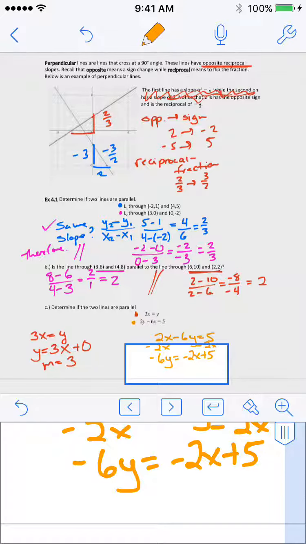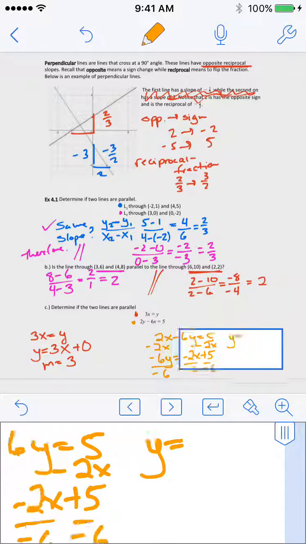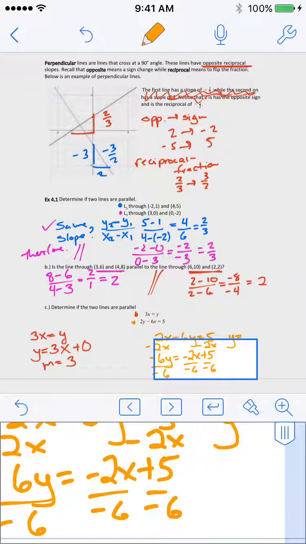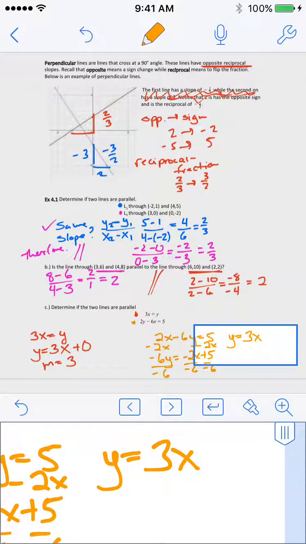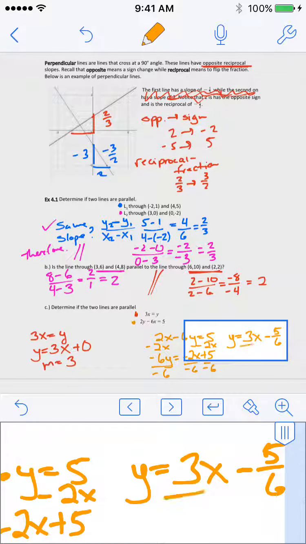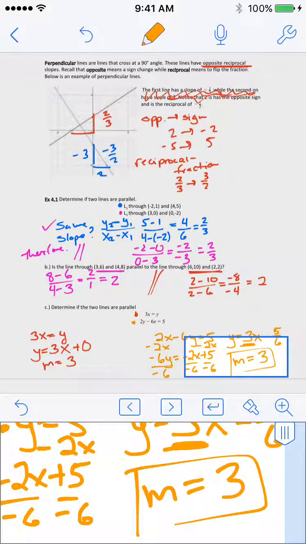It's again not quite solved all the way. So how am I going to get this y by itself? Divide it by negative 6. Remember, you've got to divide everything by negative 6, absolutely everything. So over here, I can just scooch up. I get y is equal to, well, negative 2 divided by negative 6 is going to be a positive 3x. And then over here, 5 divided by negative 6 is going to be a minus 5 over 6. And now it's in y equals mx plus b, which is great, because I can figure out that right here, this 3 is our m, and the slope is equal to 3.